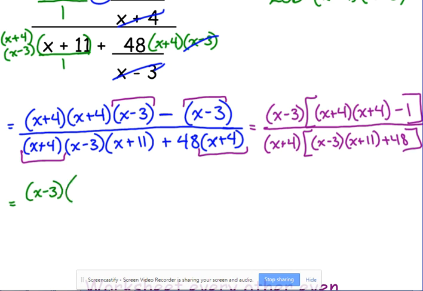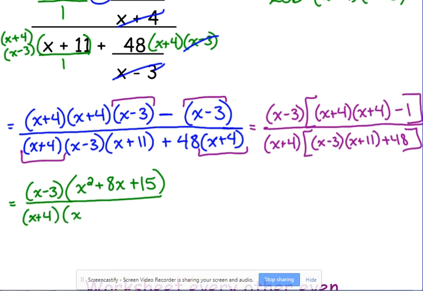Okay, so x plus 4 times x plus 4 is x squared plus 8x. 4 times 4 is 16, and then we're subtracting 1 from the end. So I'm going to go ahead and just write that as plus 15. Is that okay? 4 times 4 is 16, and then I subtracted the 1 that came after the parentheses. Okay, and the bottom. Let's multiply that out. We've got x squared plus 8x minus 33, but then we add 48, so negative 33 plus 48 is 15. Well, isn't that interesting?